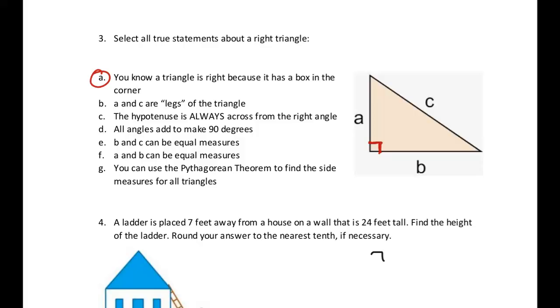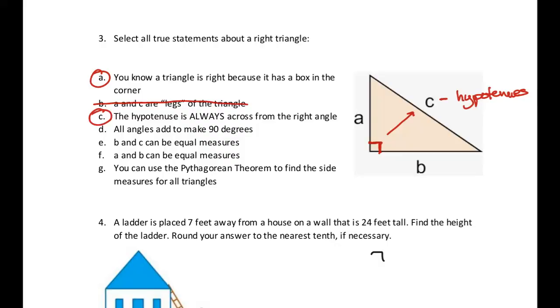Letter B, A and C in this picture to the right are the legs of the triangle. Is that true or false? That is false. Yes, C here is the hypotenuse. So this is false. I'm going to put a line through that. Or you can just put an X through the B, whichever. Letter C, the hypotenuse is always, and be careful of those words, never and always, the hypotenuse is always across from the right angle. Is that true or false? That is true.